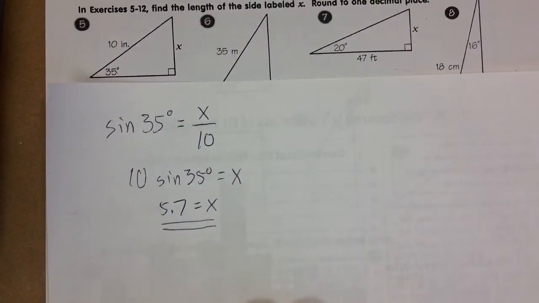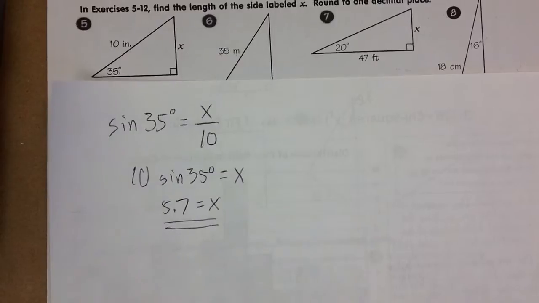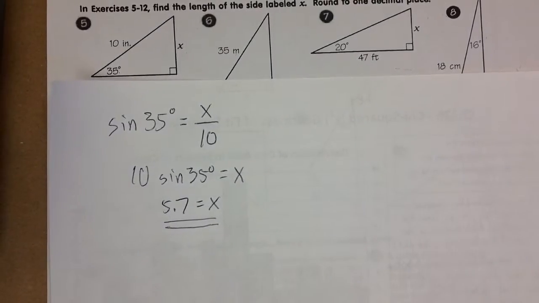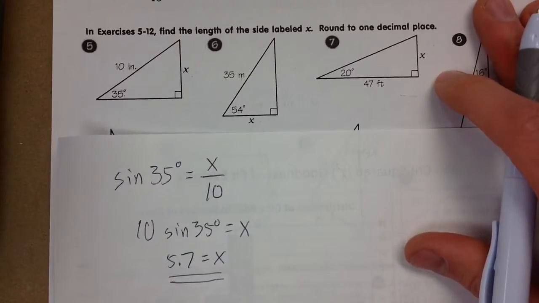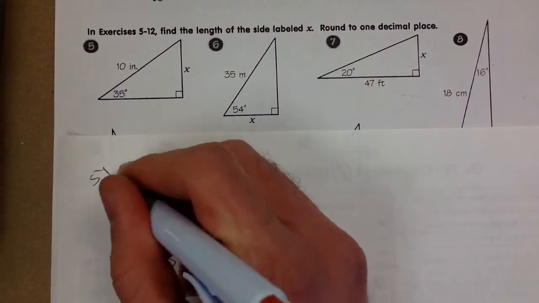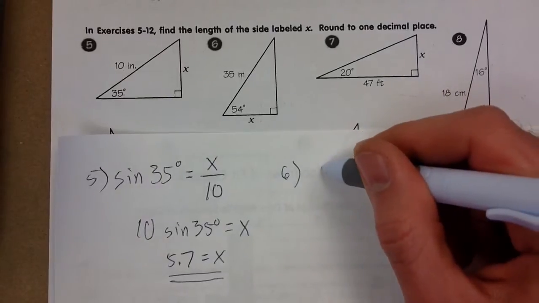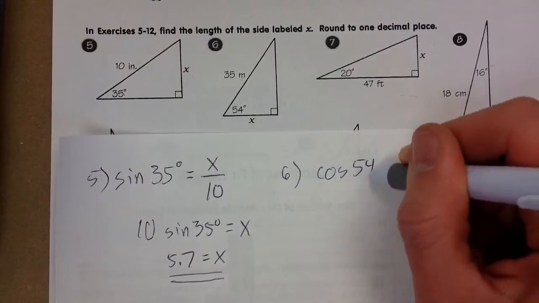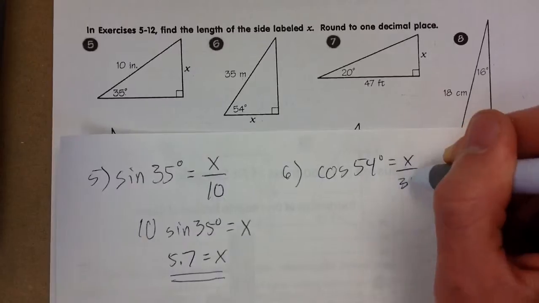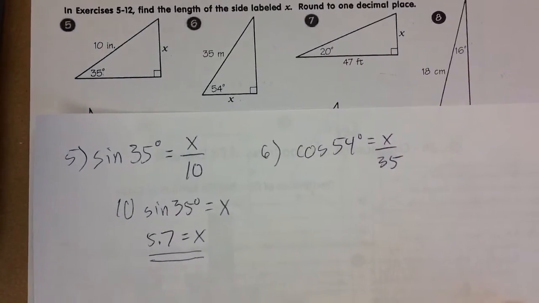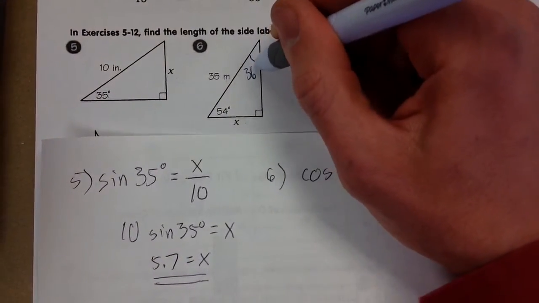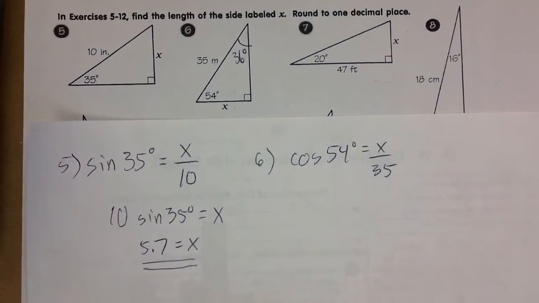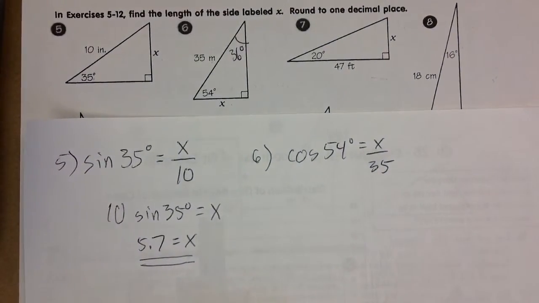Next is Jordan. Jordan, could you tell me which trig function you would use to solve number 6? Cosine. Good. So cosine of 54 equals x over 35. Nice. You could have found that this is 36 degrees and used sine. Absolutely.